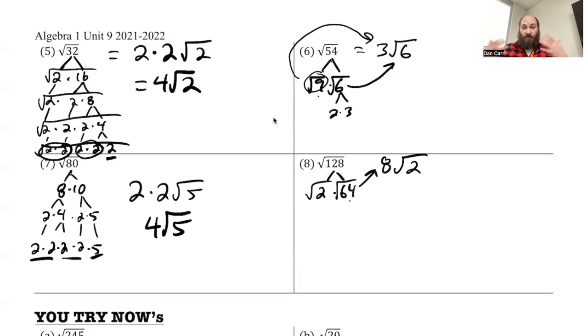Two different strategies. Find your perfect squares or break it all the way down to just prime numbers. And then you look for pairs of numbers. Okay, and it's any pairs of numbers. So every one of my examples here kind of had pairs of 2s. Technically speaking, if I broke this down, that would have been 3 times 3. So a pair of 3s turns into a single 3 on the outside. Anytime I don't have pairs, so for example, if I had a 2 and a 3 left over, we multiply them back together and it stays radical 6 on the inside.